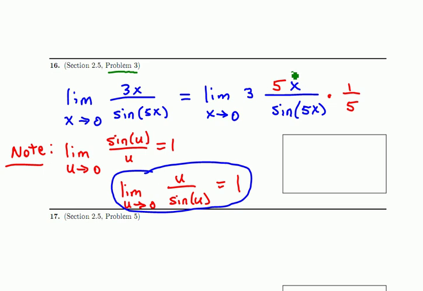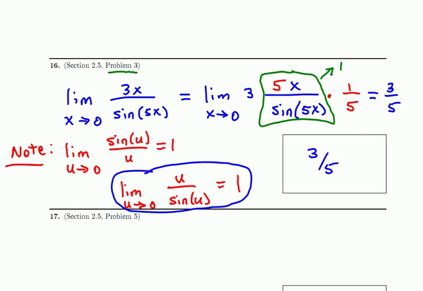And so now this quantity right here is of the form u over sine of u, and since x is going to 0, this term 5x, which I'm calling u, is going to 0. U over sine of u with u going to 0. So this quantity is going to go to 1. So my entire limit will head towards 3 times 1 times 1/5. And 3 times 1 times 1/5 is 3/5.